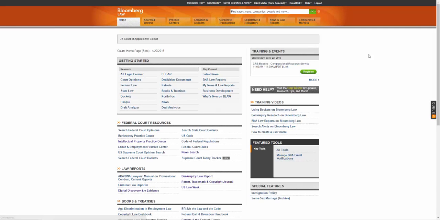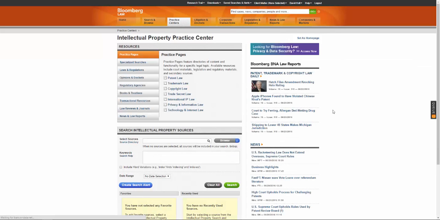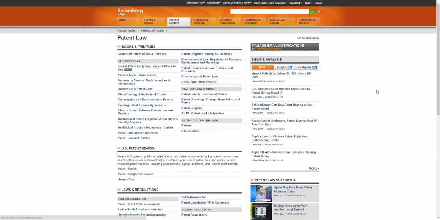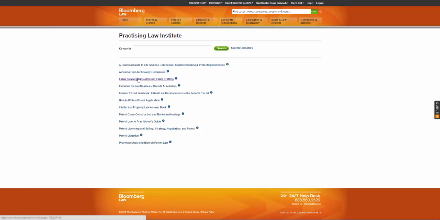And so if we navigate to Bloomberg here and then go up to Practice Centers and then down to Intellectual Property and then Patent Law, and then PLI Patent Books and Treatises, you'll see that Faber on Mechanics of Patent Claim Drafting is here, as is Patent Claim Construction and Markman Hearings, Patent Law Practitioner's Guide, and materials on patent licensing and litigation.